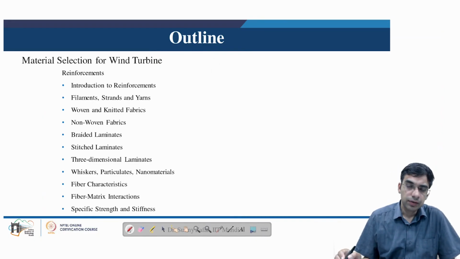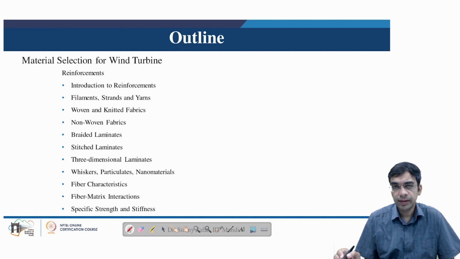The previous lectures have covered details about the matrix, the various additives which are added in the matrix. We have also seen in detail how the curing is done in the matrix. Specifically, we have looked in much detail the chemical structure, the curing characteristics of epoxy, which is the popularly used matrix in wind turbine blades.